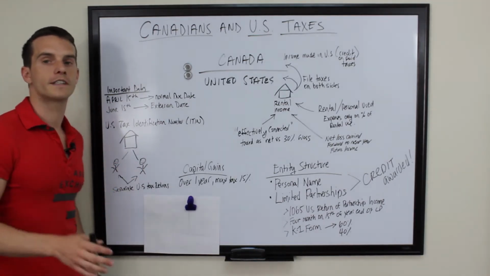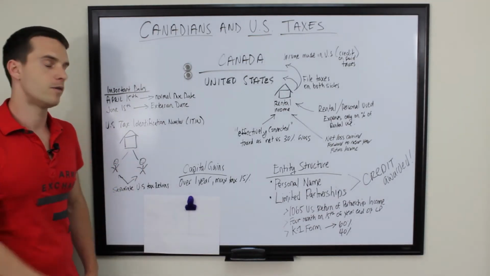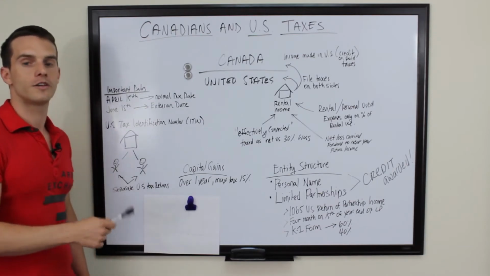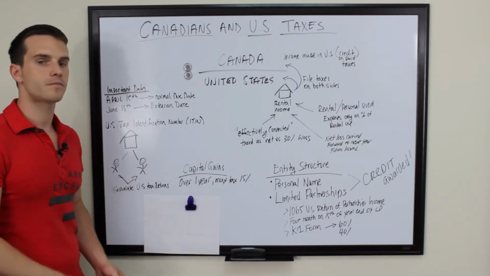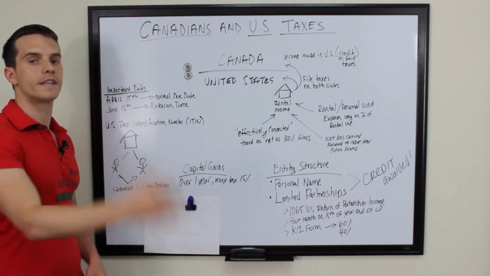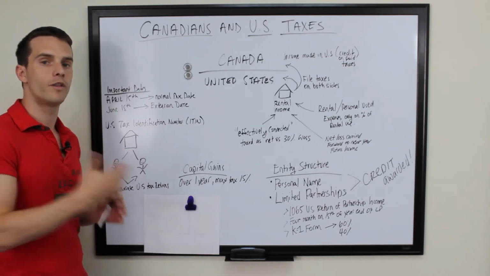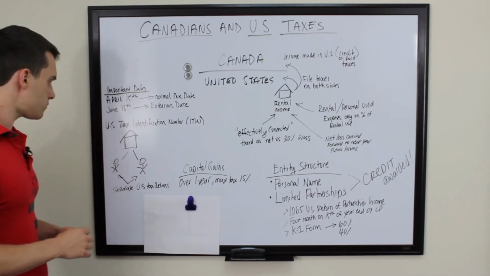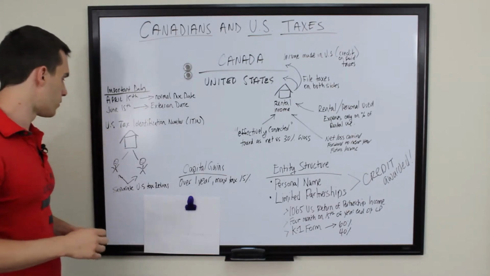When you're filing your taxes in the US, you need to have your US tax identification number, also known as an ITIN. If you don't have that before filing taxes, that's okay. You can file with your taxes. There's a little box that you fill out.